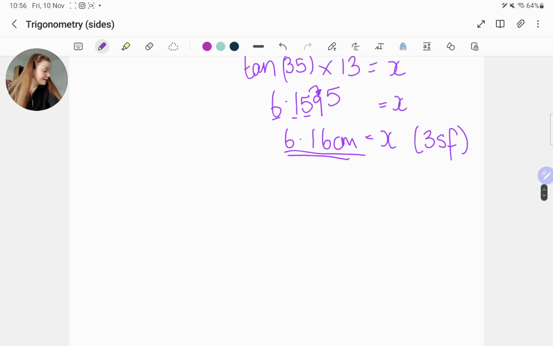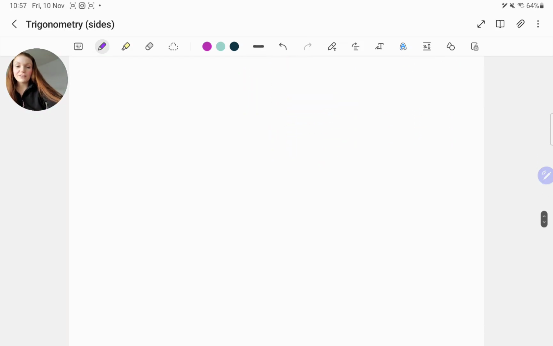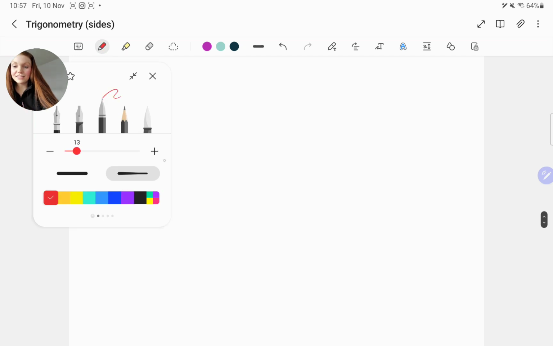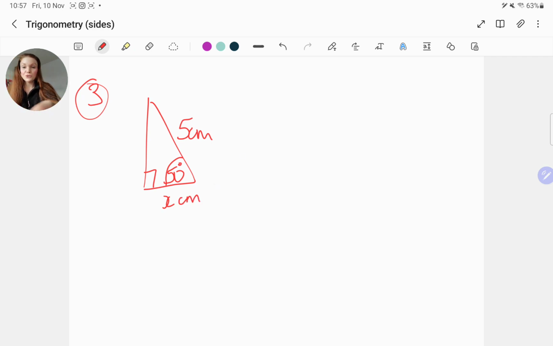Let's try this one. Okay, so I was just looking for a harder one there. Let's give this one a go. So it is a triangle like this. So again, right angle triangle. The angle is 50 degrees. We have x and we have 5 centimeters. Okay, so here we go with our, again, what's the topic?